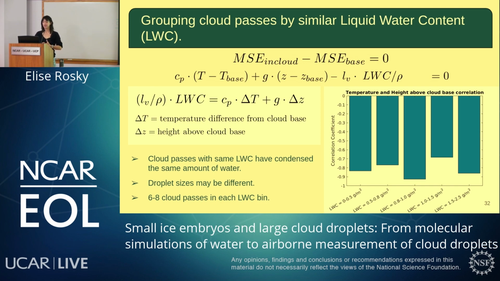So the goal behind this is so that I can have groups of cloud passes that I can intercompare with each other for their largest droplet size. Because if I have a group of cloud passes with the same liquid water content, they've all condensed the same amount of water, but their droplet sizes may be different depending on the other properties of the cloud. So that's the aim here, and there was around 6 to 8 cloud passes in each of these liquid water content bins.